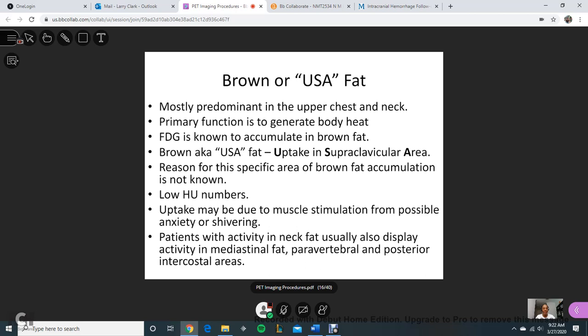Low Hounsfield unit numbers. Uptake may be due to muscle stimulation from possible anxiety or shivering. A patient with activity in the neck fat usually also displays activity in mediastinal fat, paravertebral, and posterior intercostal areas. So ideally, when the patient comes to get their FDG study, I know the area is always cold, but you want to give them a blanket to keep them as warm as possible to avoid this brown fat, okay? Have you seen this when you have done your studies?